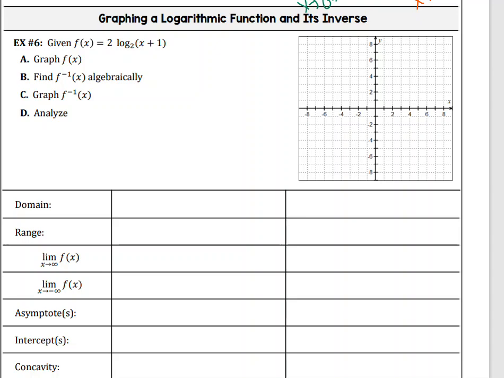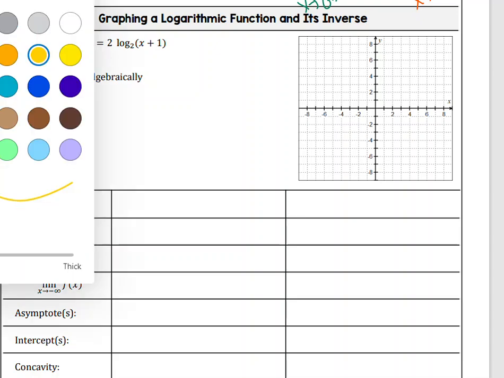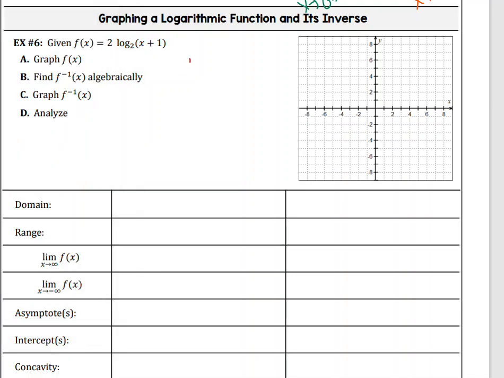So again, we're looking at patterns of graphs, this time focusing in on these logarithms. So if we look at this function right here and we think about what's going to happen to this logarithm when I add 1 within the parentheses, hopefully we come to the conclusion that we're going to go left 1 unit.